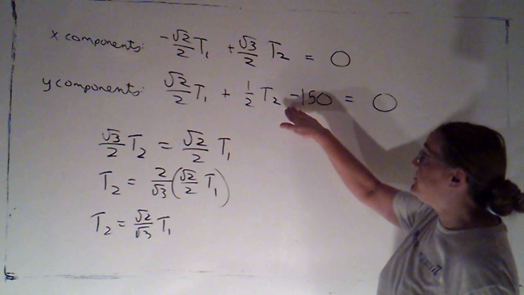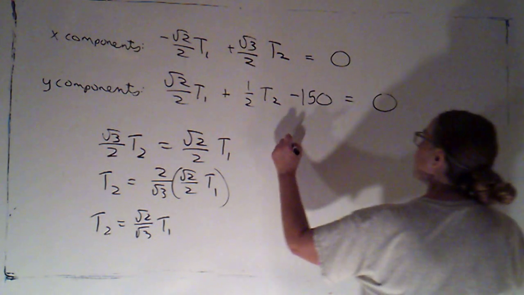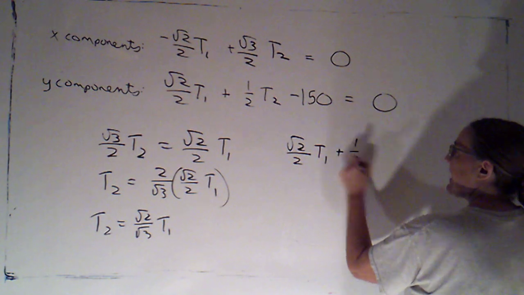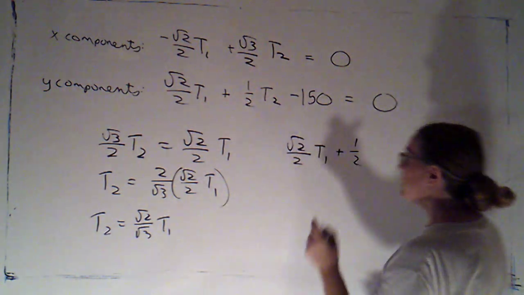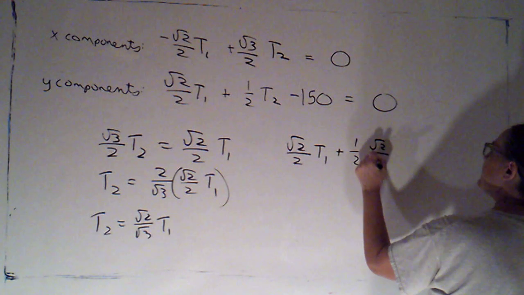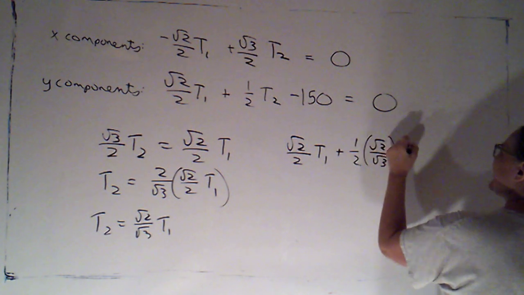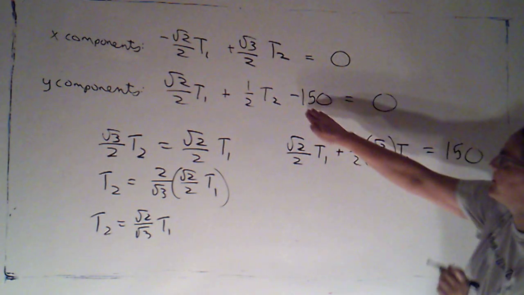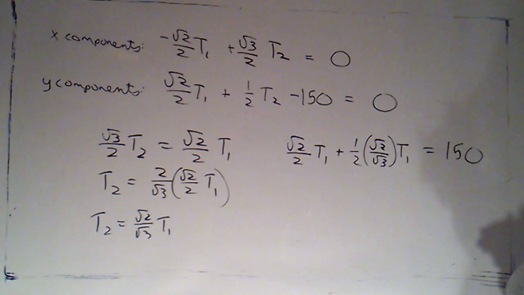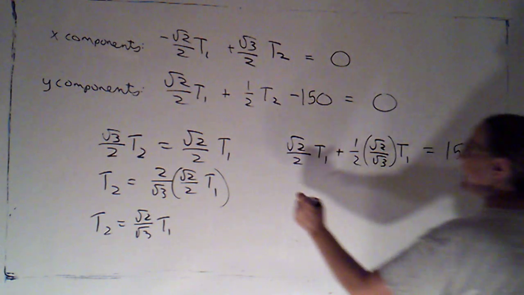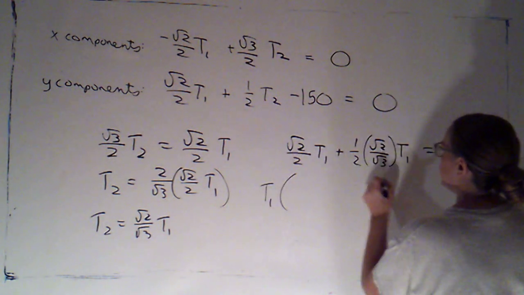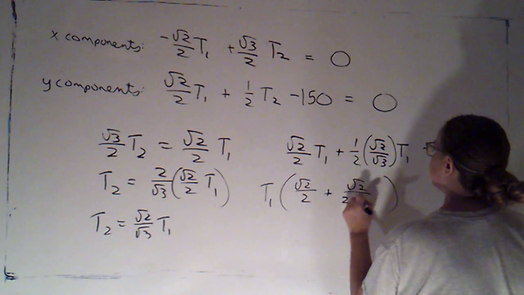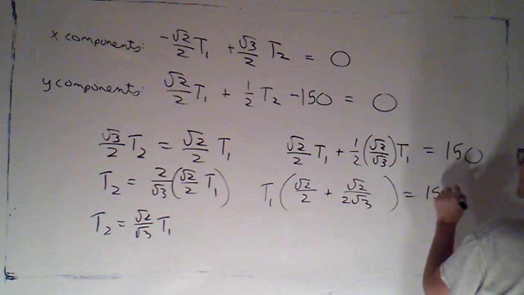Now I can substitute that in to this equation. So I'll have root 2 over 2 t1 plus 1/2 of t2, which is root 2 over root 3 times t1. And I'm just going to say that equals 150. So I'm going to just add the 150 over to this side. So now I can factor out the t1. So t1 times root 2 over 2 plus root 2 over 2 root 3 is equal to 150.